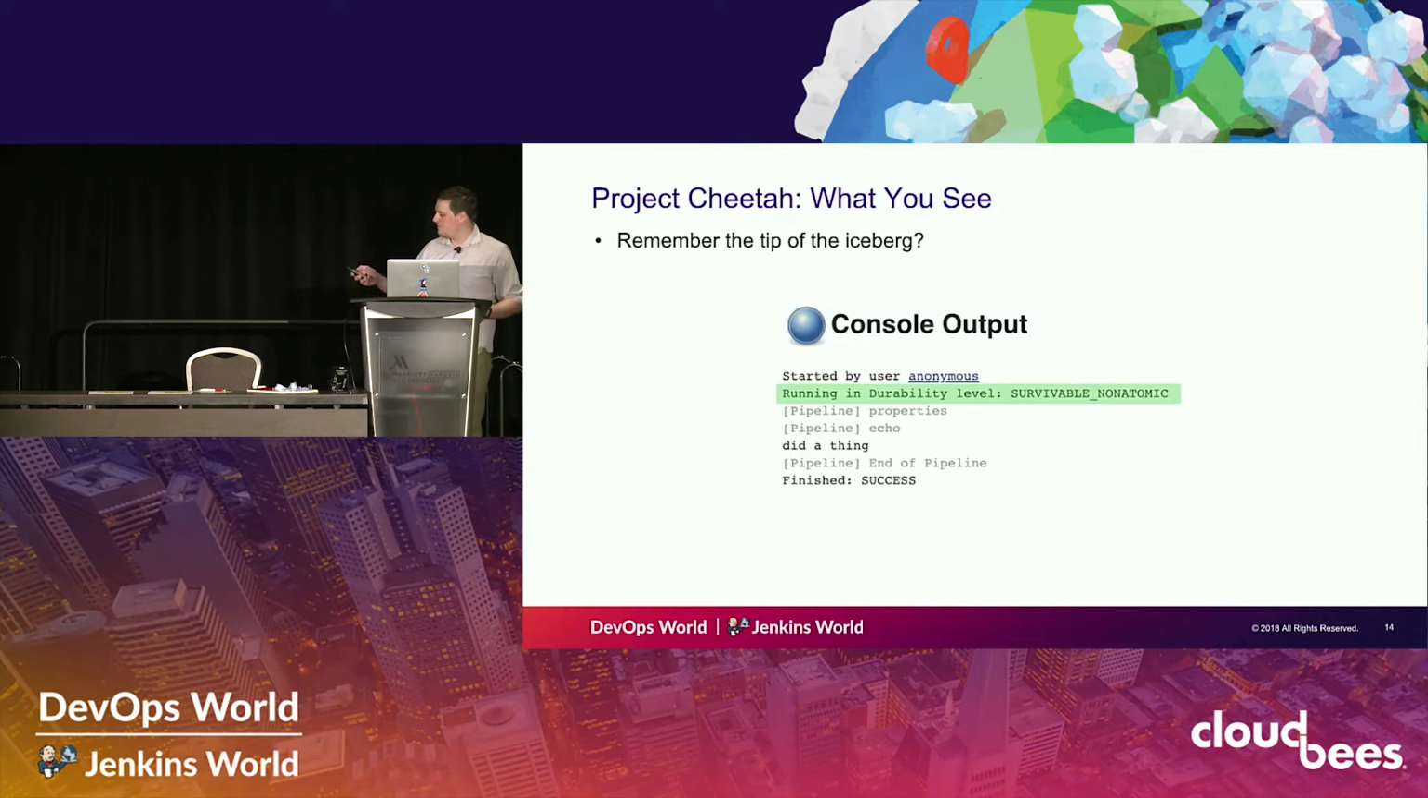And remember how I said it was the tip of the iceberg in terms of what you see? Yeah, this is what you see when you change the setting. You just get a little message in the log. We're not going to make this super noisy. I don't want to set off fireworks every time you run a pipeline. Just a nice little log message at the top to tell you how you ran it, and that's what you get.